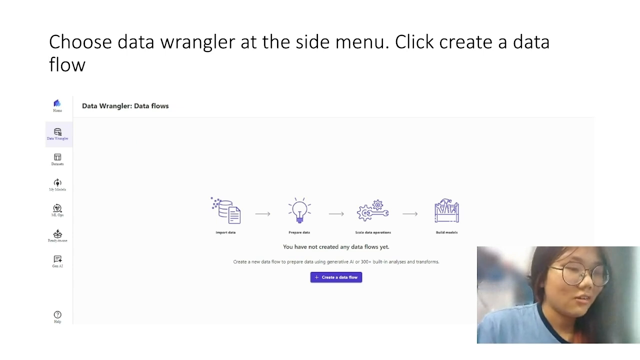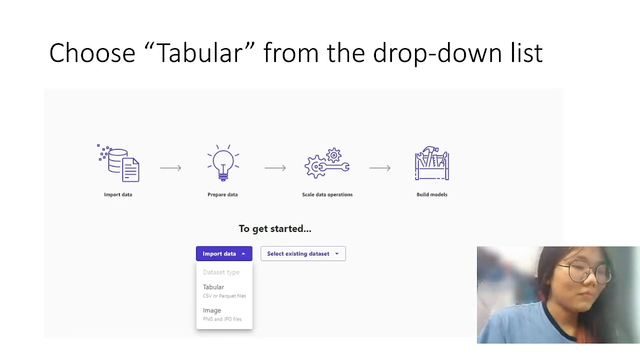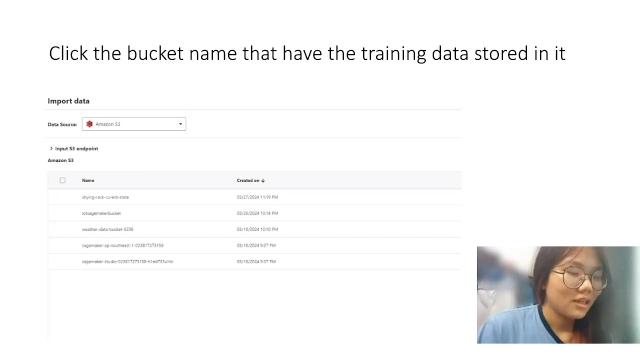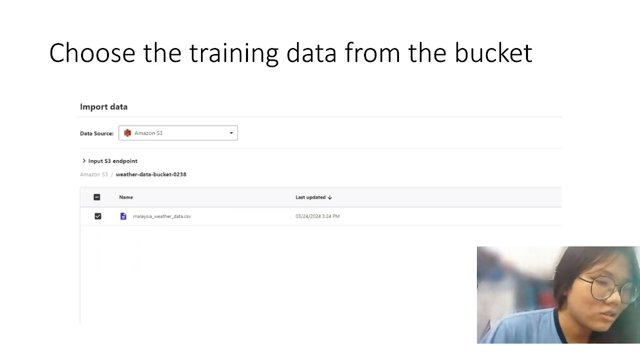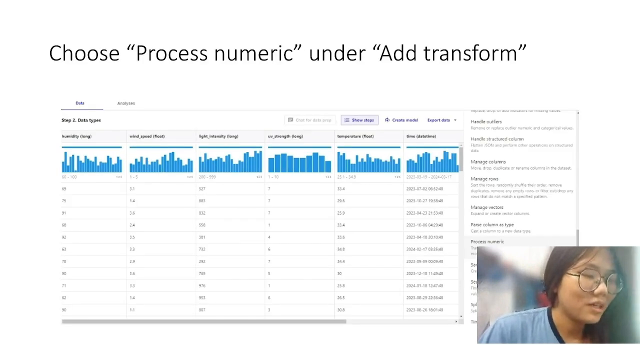Choose Data Wrangler at the side menu and click Create a data flow. Click Create and click Import data. Choose Tabular from the drop-down list and choose Amazon S3 from the data source drop-down. Click the bucket name that has the training data stored in it. Choose the training data from the bucket and click Import data.